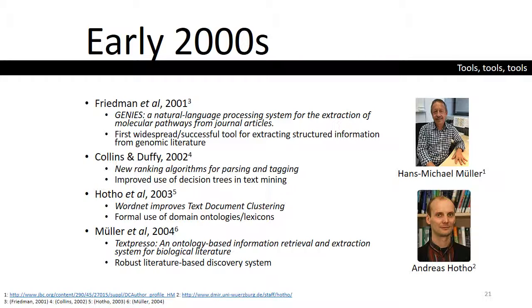If we move forward to the early 2000s, we see extreme growth with Friedman. That was with the release of GENIES. And it was essentially an all-purpose tool to extract information from genomic literature, or biological literature, really any type.